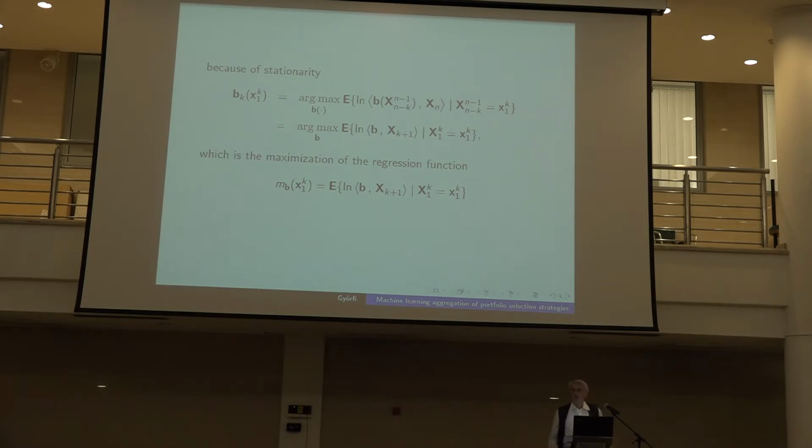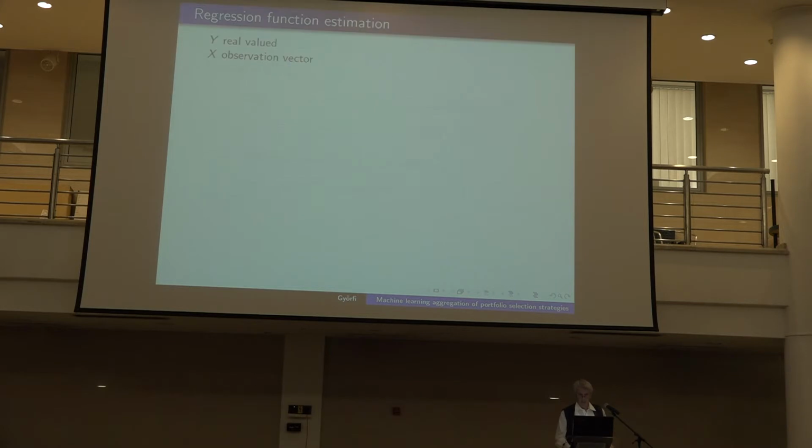Any conditional expectation can be considered as a regression function. Here, the regression function is indexed by the portfolio vector B, and it was the point where I became interested, asking what happens if instead of the true regression function, I estimate the regression function and maximize the regression function estimate instead of the true regression function.